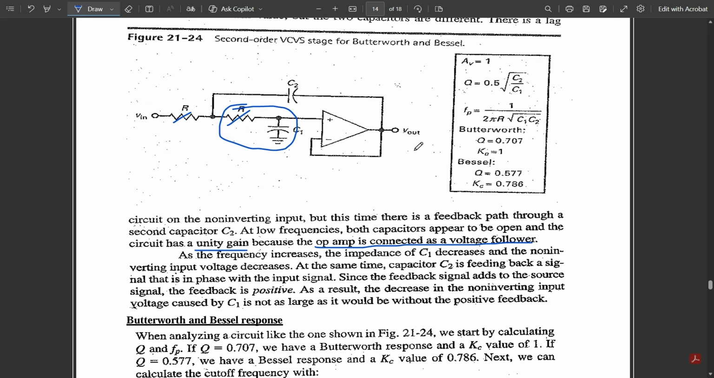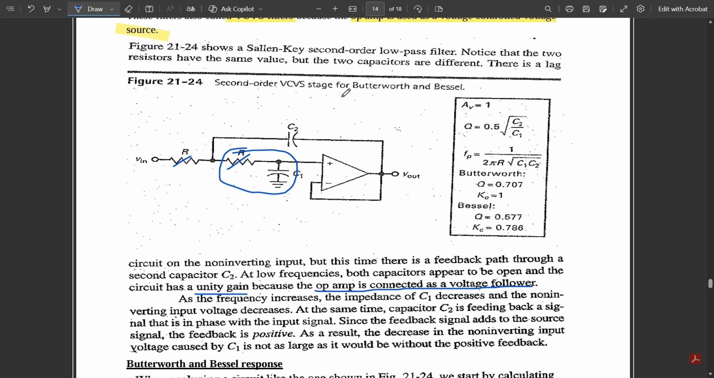So that's why this is the voltage follower, right? Because the output voltage is fed back to the input, that's why it is called a voltage follower with respect to the unity gain. You see here, for this second order VCVS stage for Butterworth and Bessel components, for a low pass filter the voltage gain is always unity.